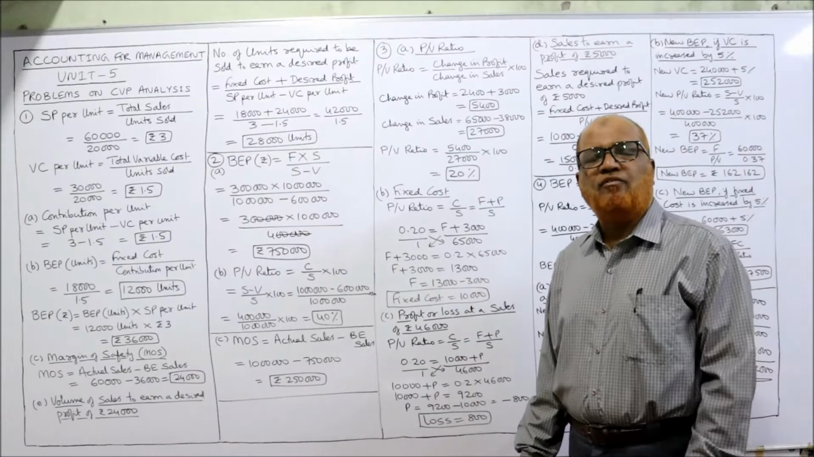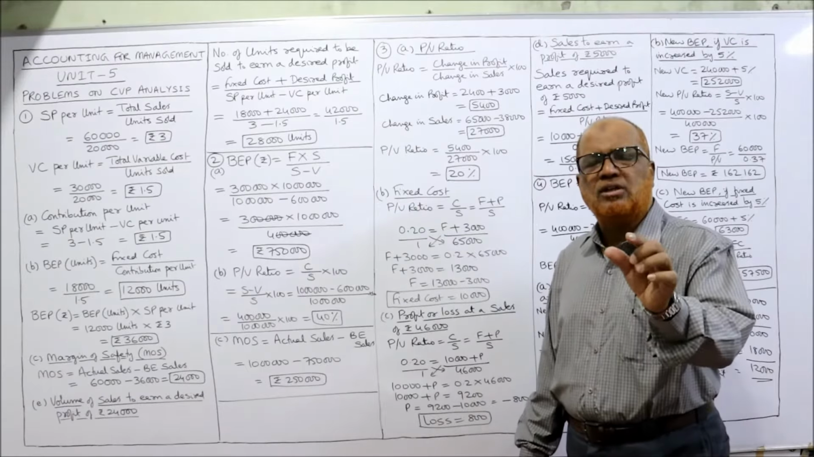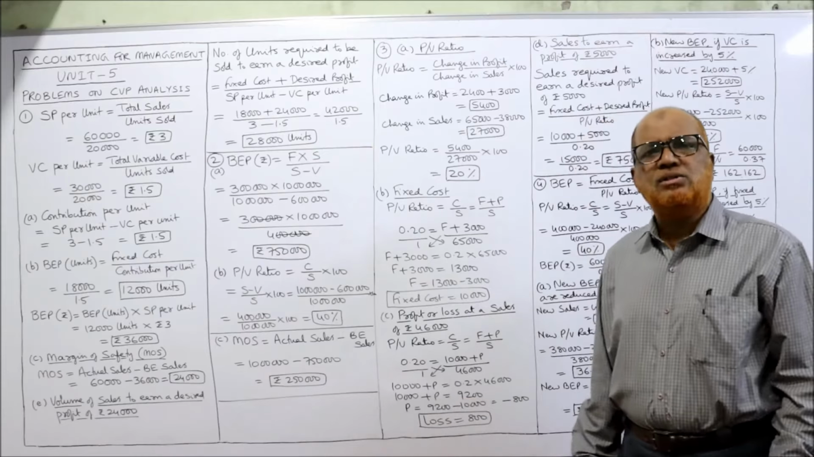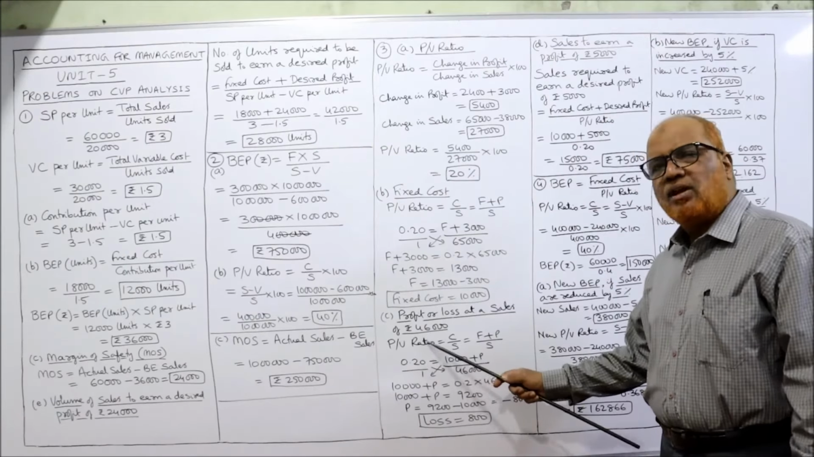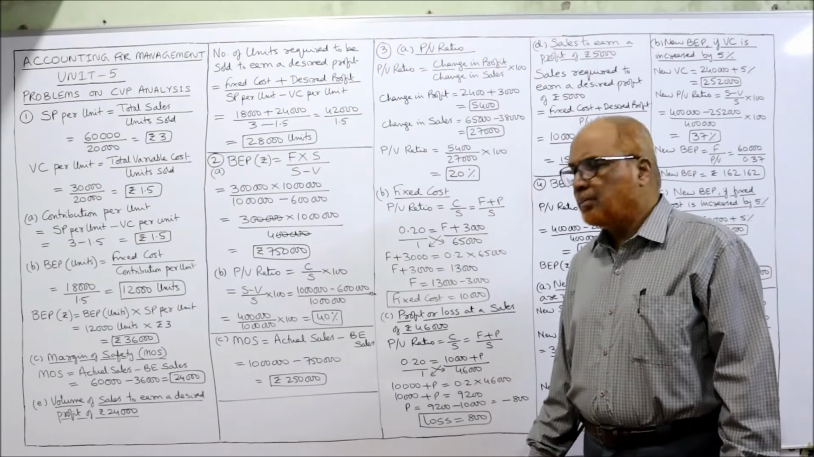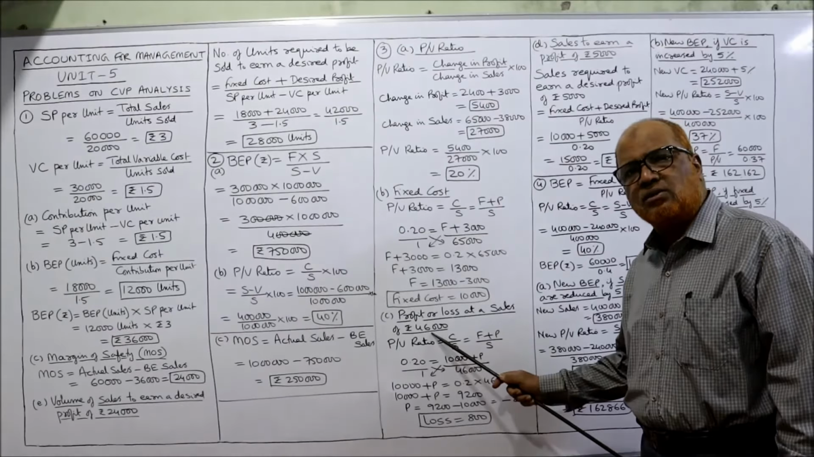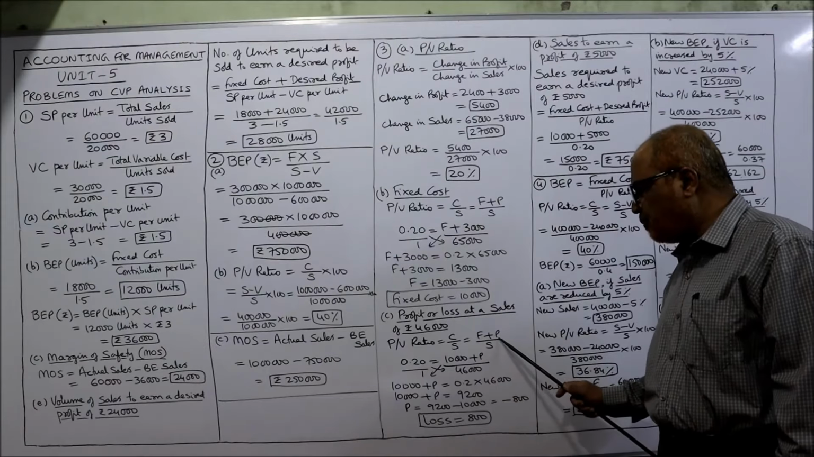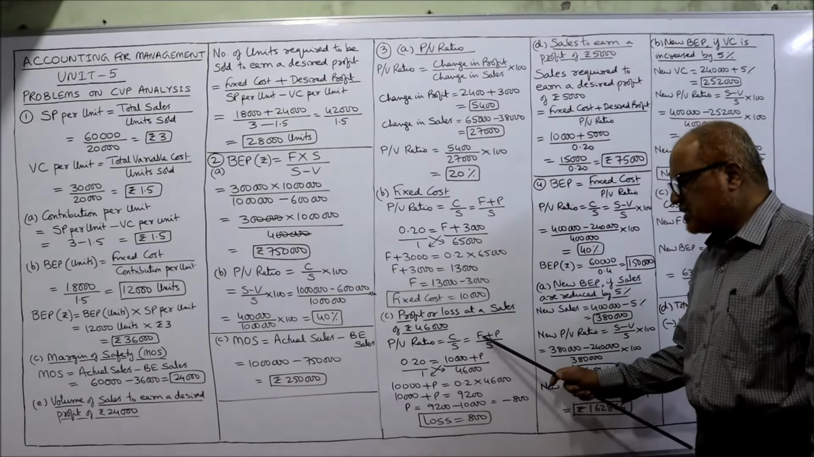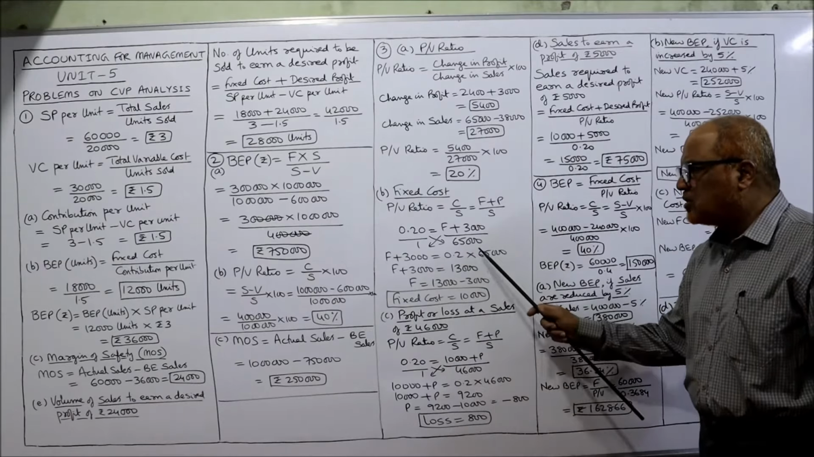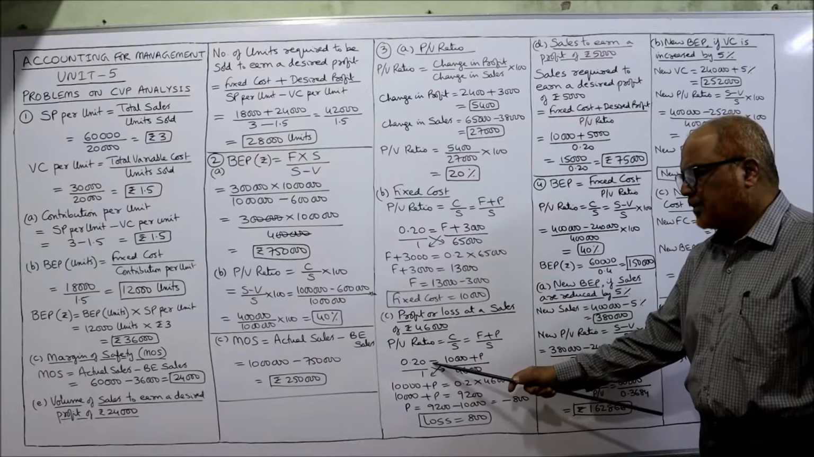Again I take the help of PV ratio, because it is a multi-purpose formula. Many things we can calculate by using PV ratio. So PV ratio C by S. Now I require profit. Sales are given 46,000. So again apply the formula C by S. In place of C I am writing F plus P. Now PV ratio already we got it 20%, 0.2.